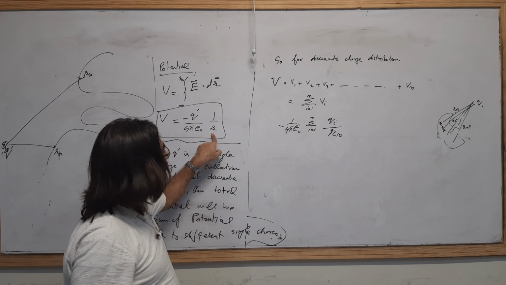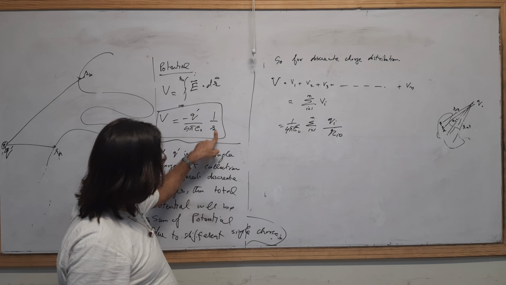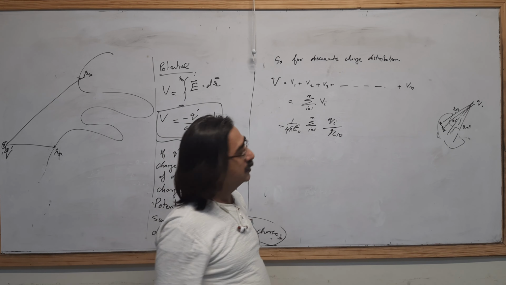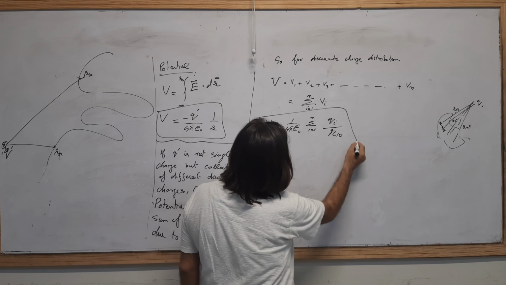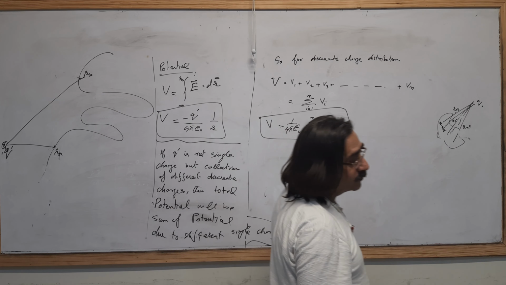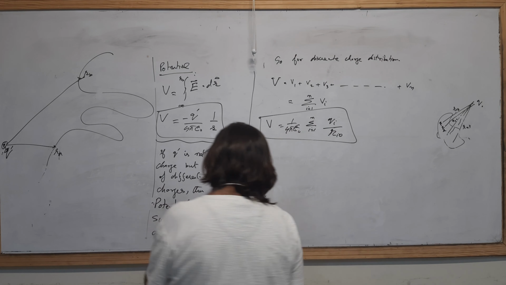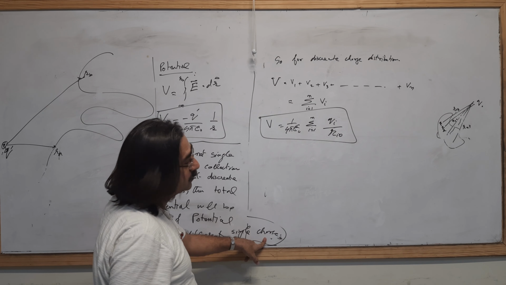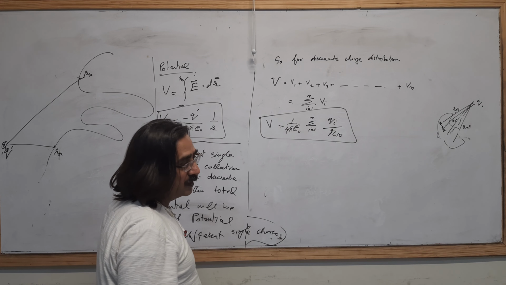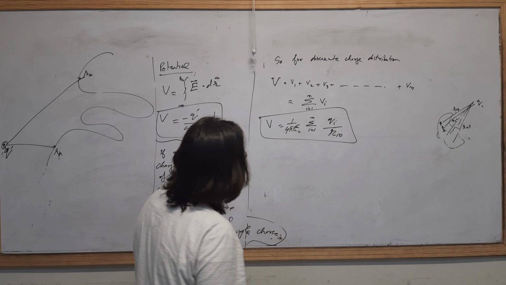Not R square, simple R. That's why R. So this will be the expression for the discrete case, due to different single charges. Independently, we consider the independent charges.